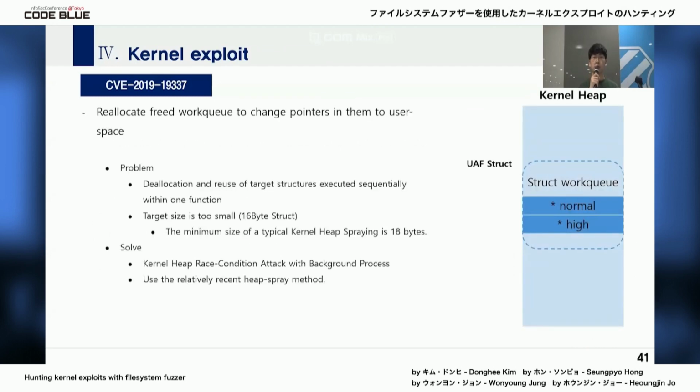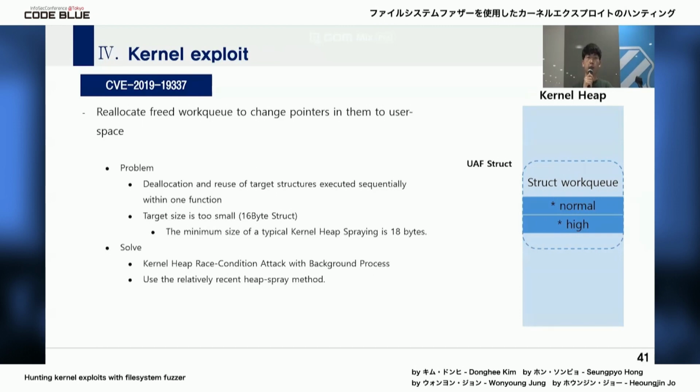We had to do heap spraying to exploit this vulnerability, but there were several problems. First, due to the property of the vulnerability, it was not possible to exploit it with the general UAF method of free, reallocate, reuse. Since everything is done within the close tree, the problem was solved by triggering the vulnerability while spraying the kernel heap through a background process. Second, the size of the target structure was 16 bytes, which was too small.